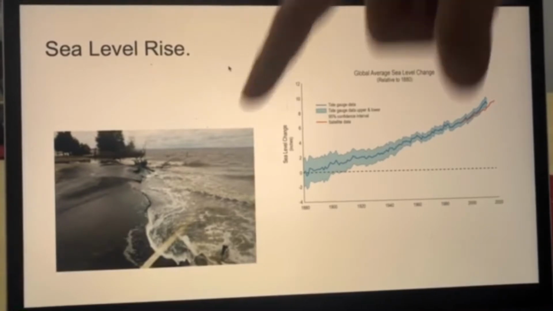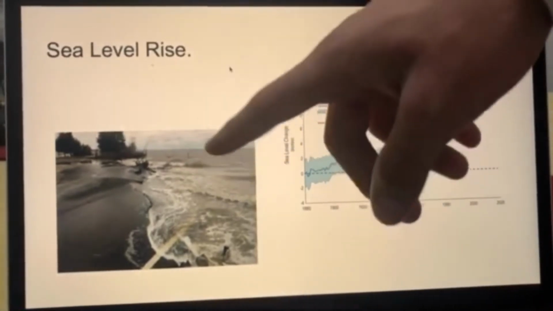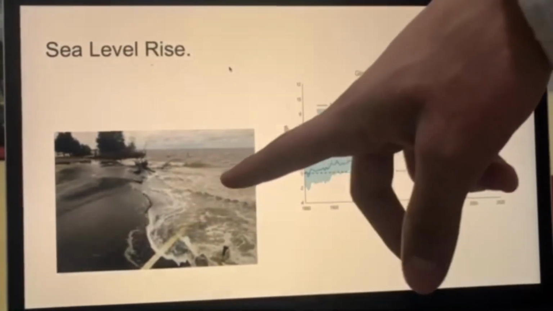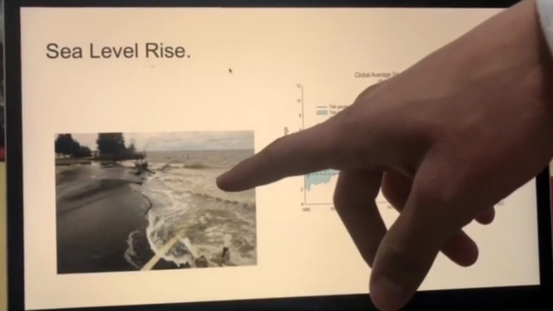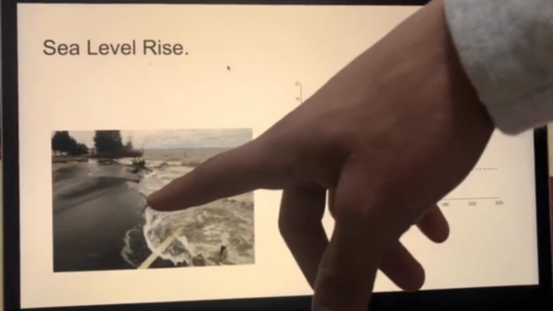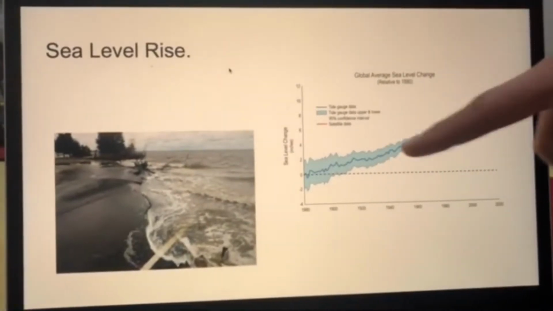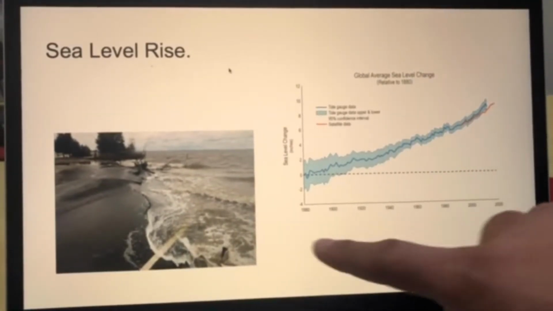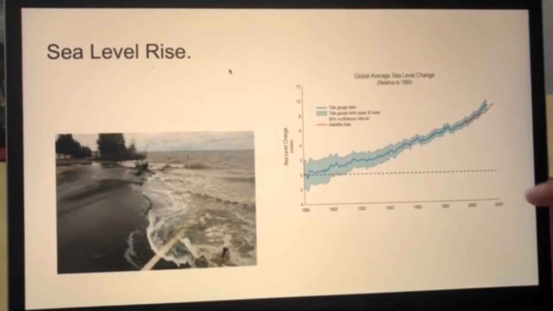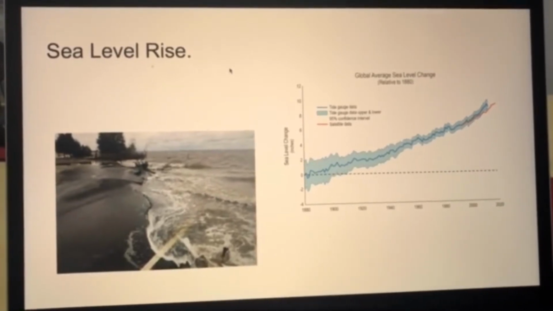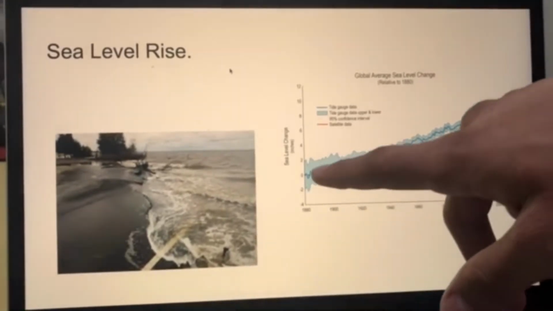As you see in this picture right here, this is not normal. This is the road and this is the sea, and the sea has risen to the point where it has come on top of the shore. And on this graph, from 1880 to 2020, you could obviously see that the water has risen over time.